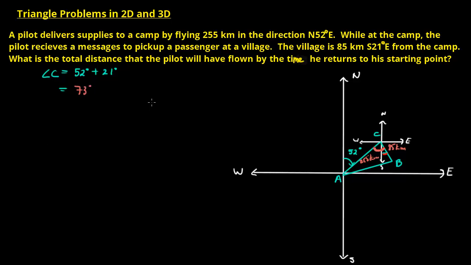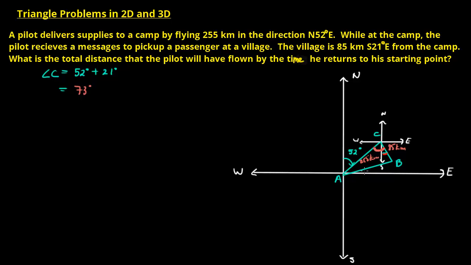So now what we're actually asked to figure out is what is the total distance the pilot flew. So the pilot flew from the start, which I've got drawn here at the origin, from A to C, then from C to B, where the village is. So the village was 85 kilometers south, 21 degrees east from the camp. So that's at point B, and then back to point A is where the pilot returned. It asks what is the total distance the pilot flew.